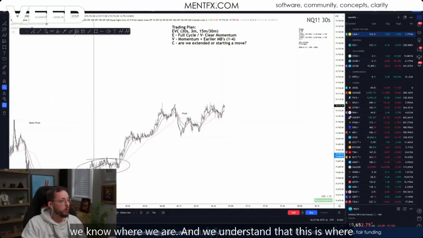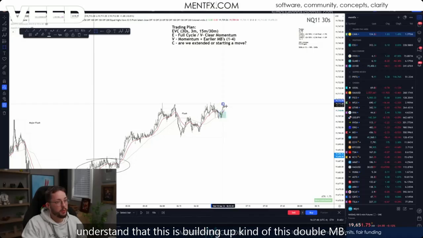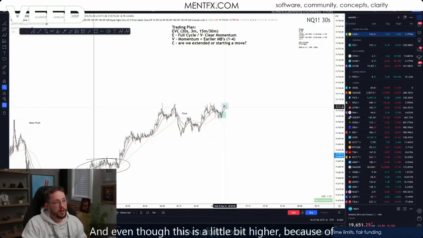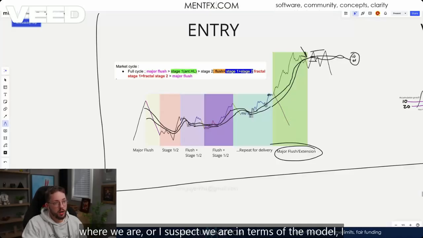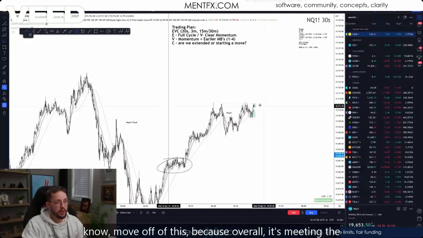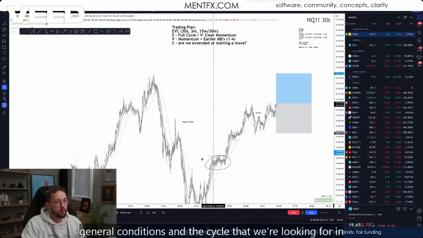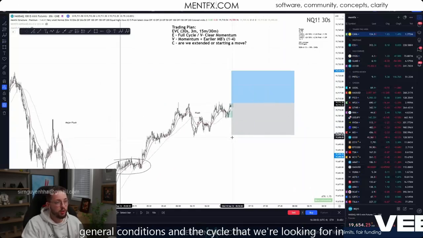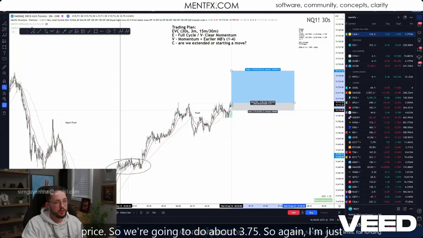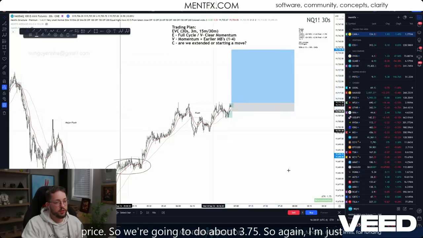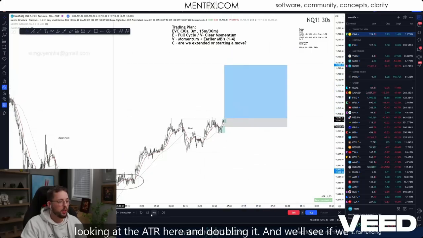So again, we know where we are, and we understand that this is building up kind of this double MB, and even though this is a little bit higher, because of where we are, or I suspect we are in terms of the model, I will allow myself to get in for this potential little move off of this, because overall it's meeting the general conditions and the cycle that we're looking for in price. So we're going to do about 3.75. So again, I'm just looking at the ATR here and doubling it.